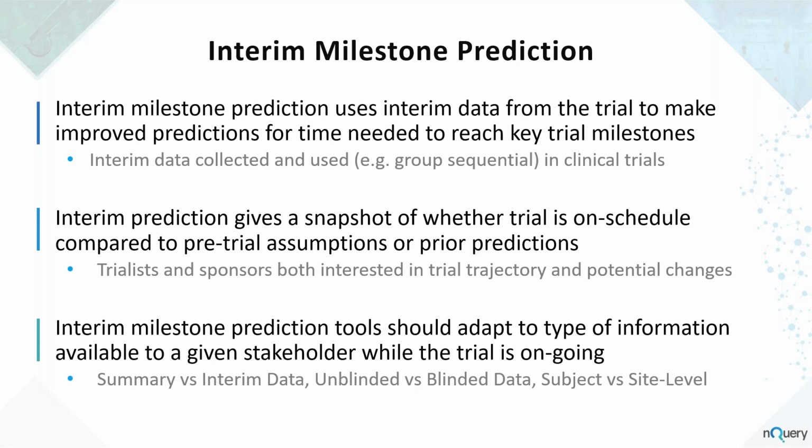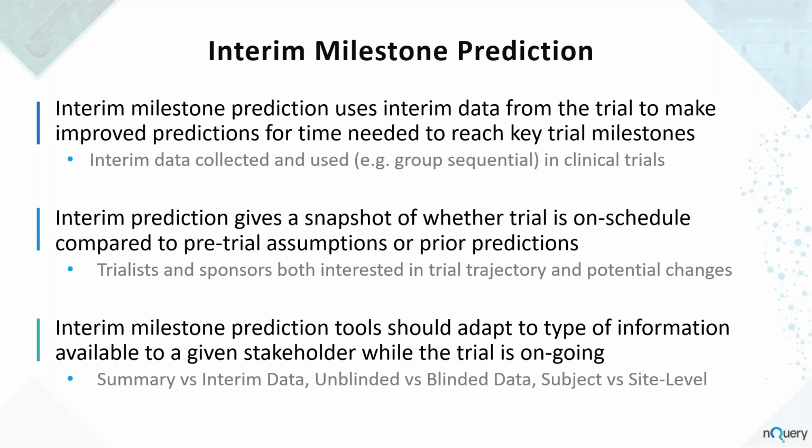I think the important thing to note about interim milestone prediction is that the tools that are available, and nQuery provides a subset of the tools that could exist in totality, should be able to adapt to the information available to a given stakeholder while the trial is ongoing. So blinded data might be available to people who are involved in the trial itself, but unblinded data may only be available to the independent data monitoring committee, if we're talking about doing survival analysis modeling, event modeling.